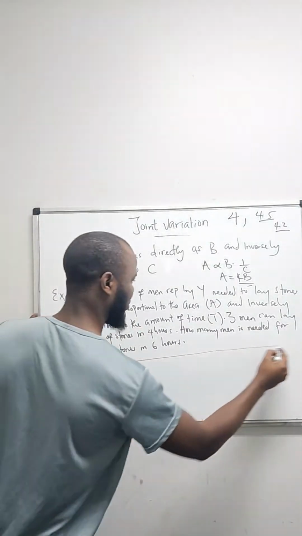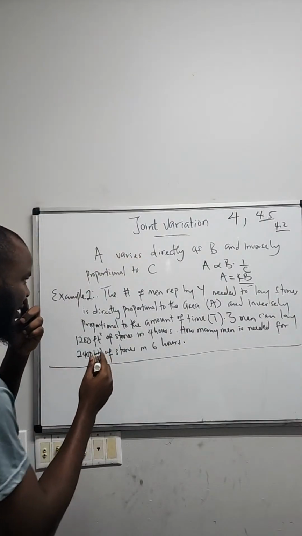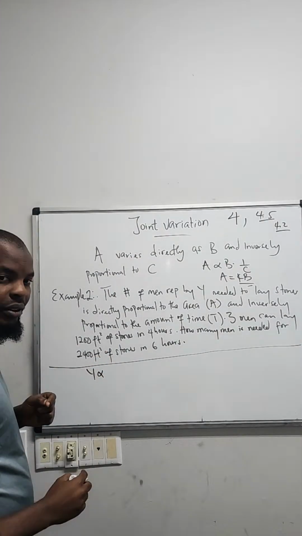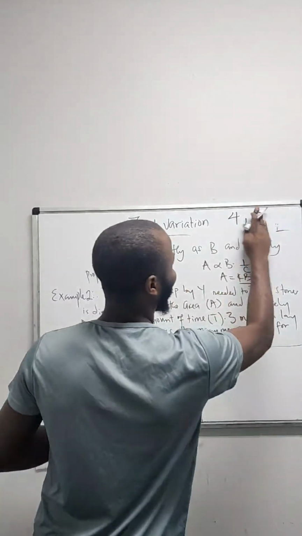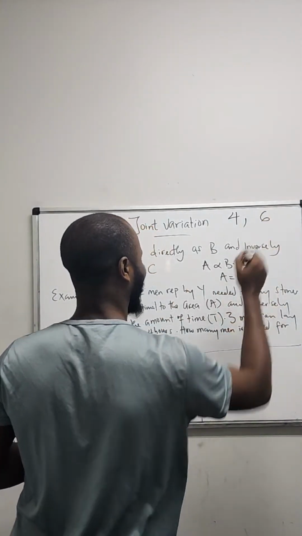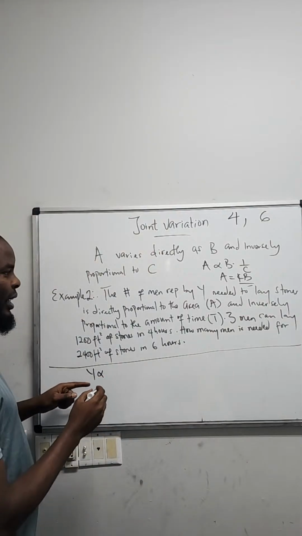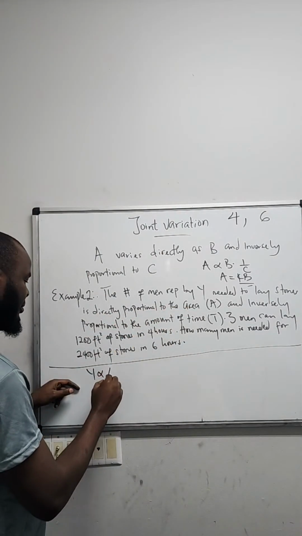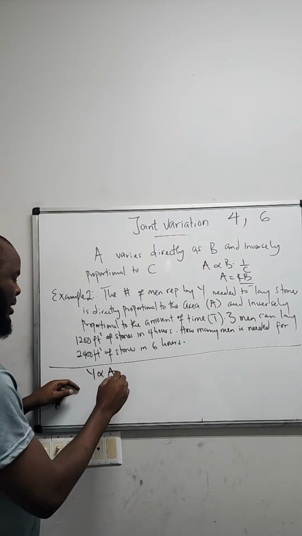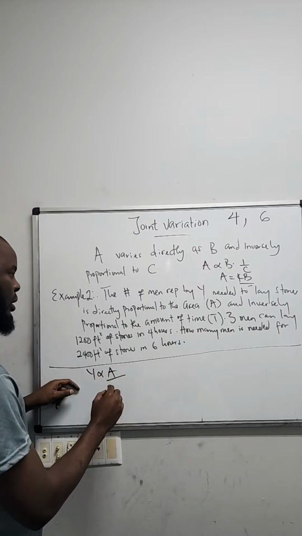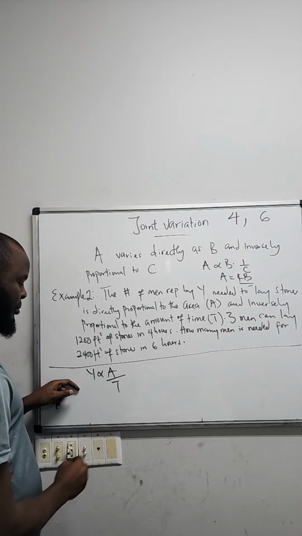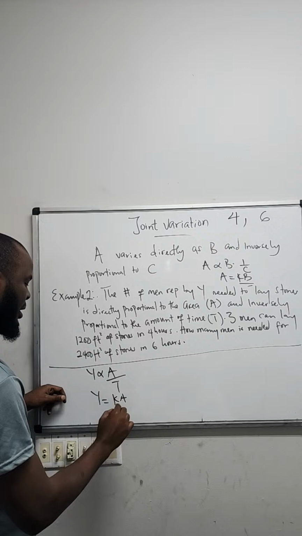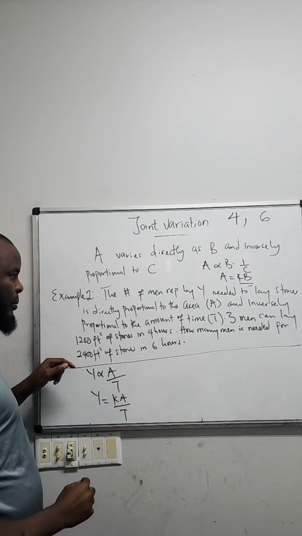Now let's do this. It says the number y. Can I change my answer? I want it to be 6. Okay, agreed, 6. Y varies directly as area, and inversely as what? The amount of time. So y equals k a over t.